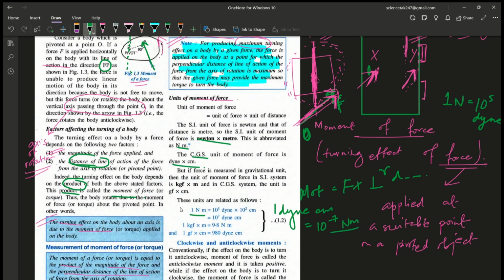Now, we've already discussed 1 kgf equals 9.8 Newton and 1 meter equals 1 meter itself. So 1 kgf meter becomes 9.8 Newton meter. Now 1 gf into centimeter equals 980 dyne centimeter.